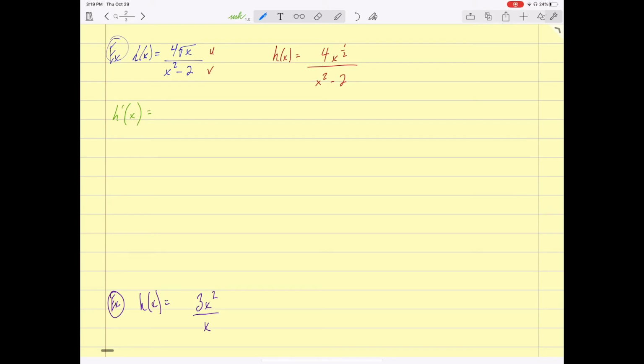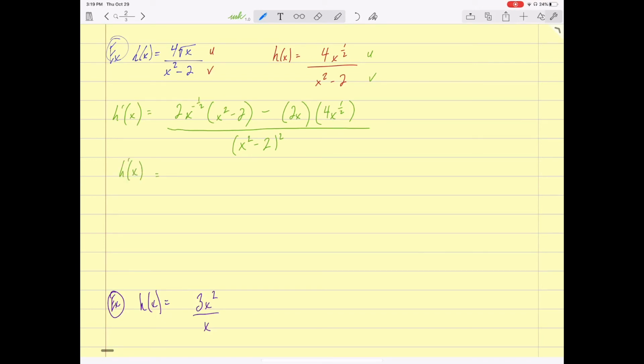So it's u prime, which is, u is 4 times x to the 1/2. So u and v. And so that would be 2x to the negative 1/2 multiplied by v, which is x squared minus 2, minus v prime, which is 2x times u, which is 4x to the 1/2. And then we square the denominator. Then we clean it up.